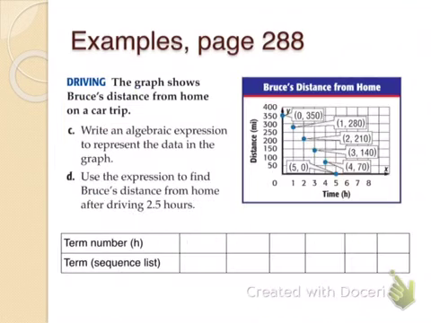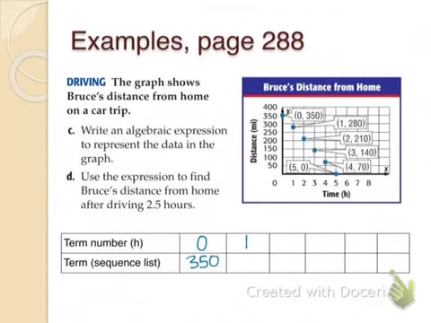All right, let's look at the next one. Exact same thing, except this time our situation says the graph shows Bruce's distance from home on a car trip. Okay, so we've got some ordered pairs here. Our smallest x value is what we want to start with. That's going to be 0. And at that 0, we're at 350.